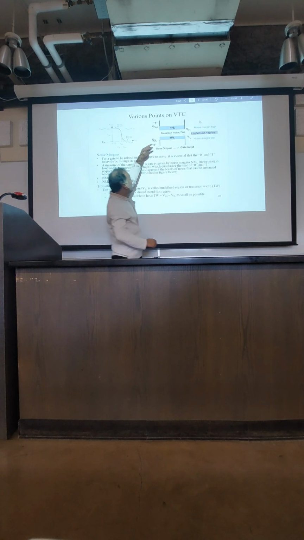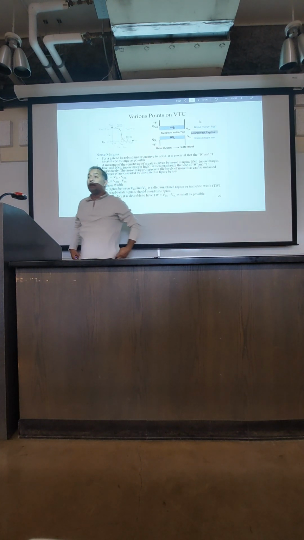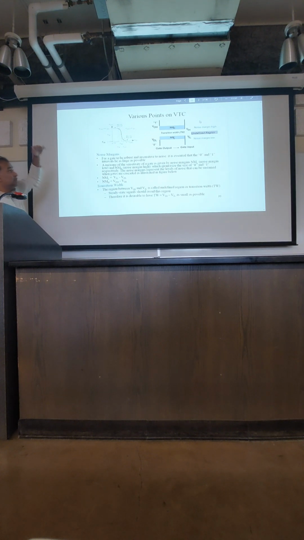So this is called noise margin low. That is called noise margin high. The difference between VOH and VIH is the noise margin high. My input and output must be in that range for it to be considered as input high or input low. Below that, it is an undefined signal.